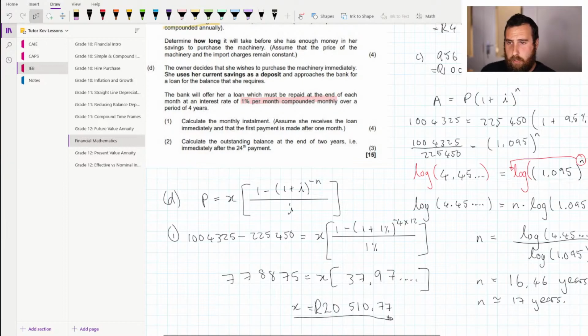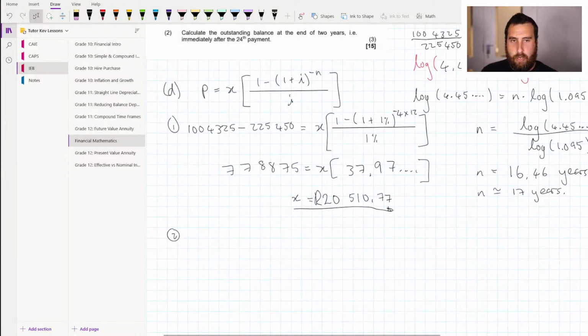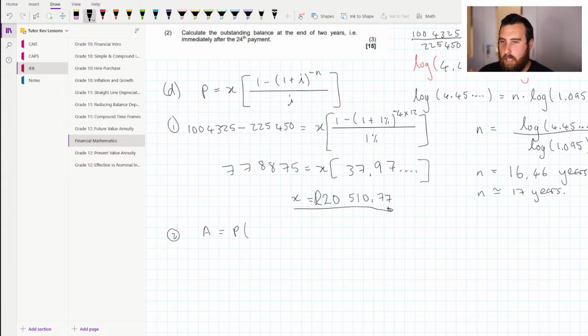Right, so we calculate the outstanding balance at the end of 2 years, i.e. immediately after the 24th payment. So that means we're working with 24 months of repayments, and we already know that our interest rate per month is 1%. So that's going to be quite a nice formula. A is equal to P times by 1 plus i to the n. And again, we don't really need to divide by m because we're looking at a per month interest rate.